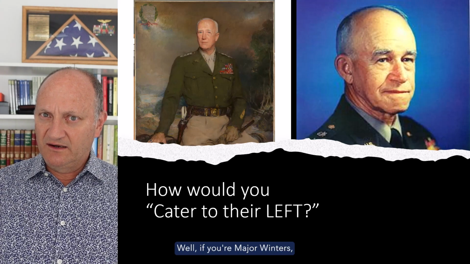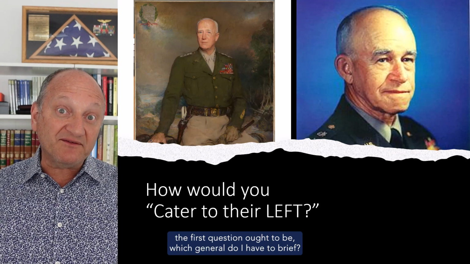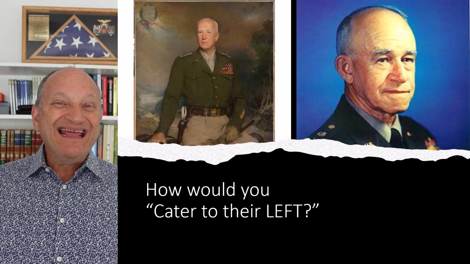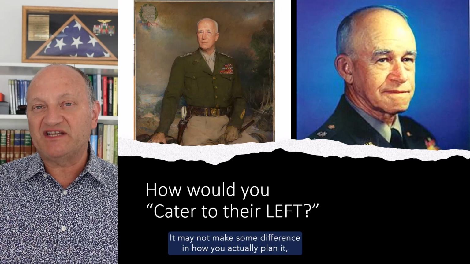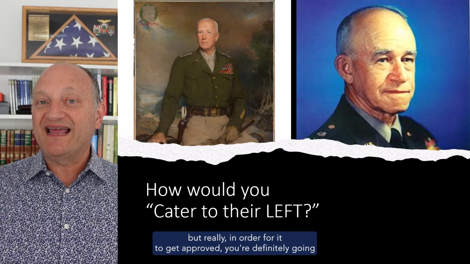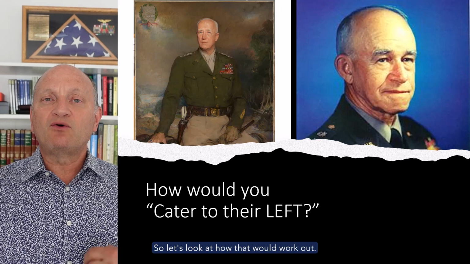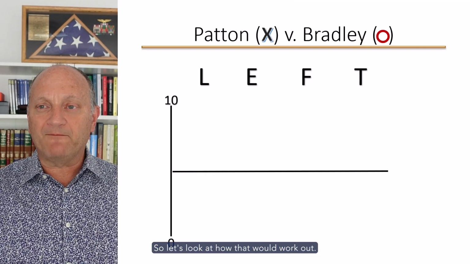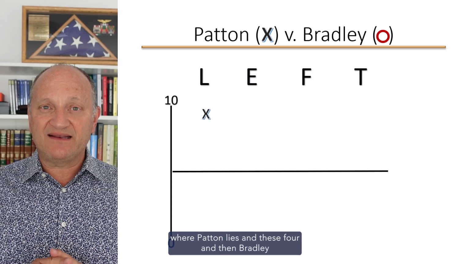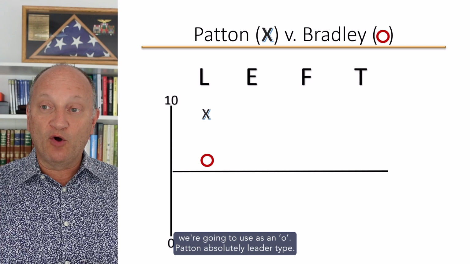Okay, well, if you're Major Winters, the first question ought to be, which general do I have to brief? Because that may affect the way I talk about my plan. It may not make some difference in how you actually plan it, but really, in order for it to get approved, you're definitely going to have to talk about it a certain way. So let's look at how that would work out. So on Patton, we're going to use an X to describe where Patton lies on these 4. And then Bradley, we're going to use an O.